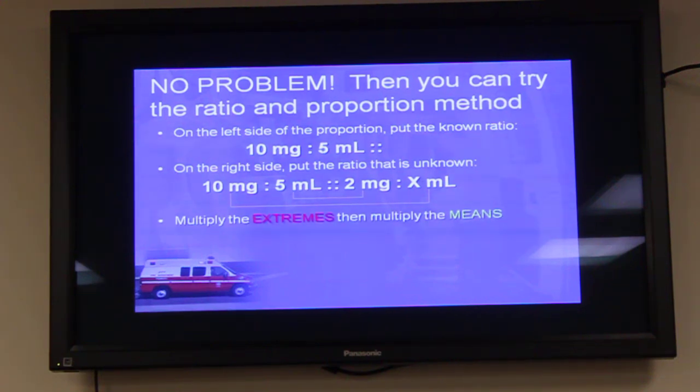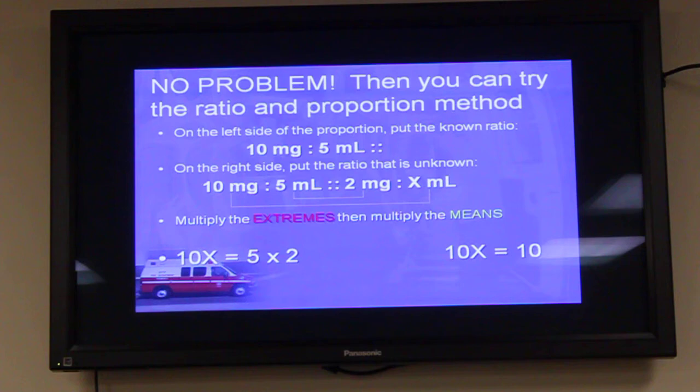So now we're going to multiply the extremes and then the means. 10x equals 5 times 2. Okay? 10x equals 10. X equals 1 milliliter. Everybody on board? Clear as mud? Good.